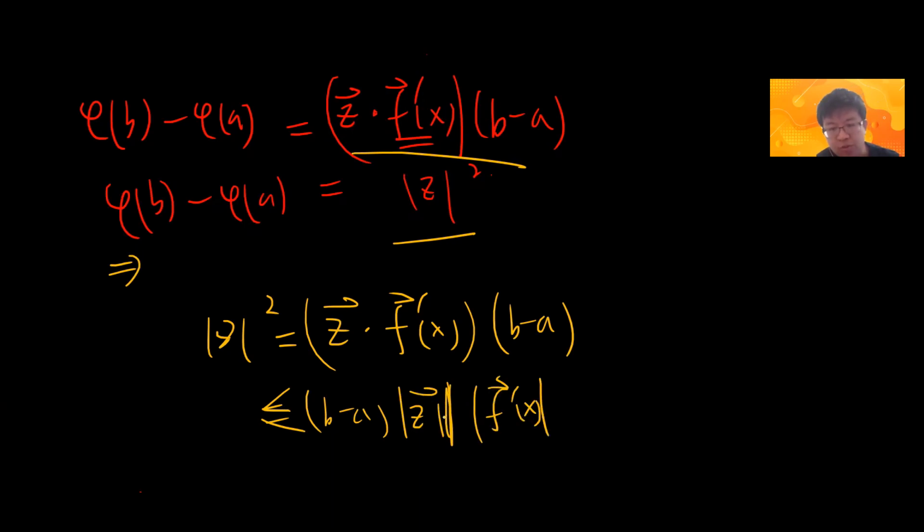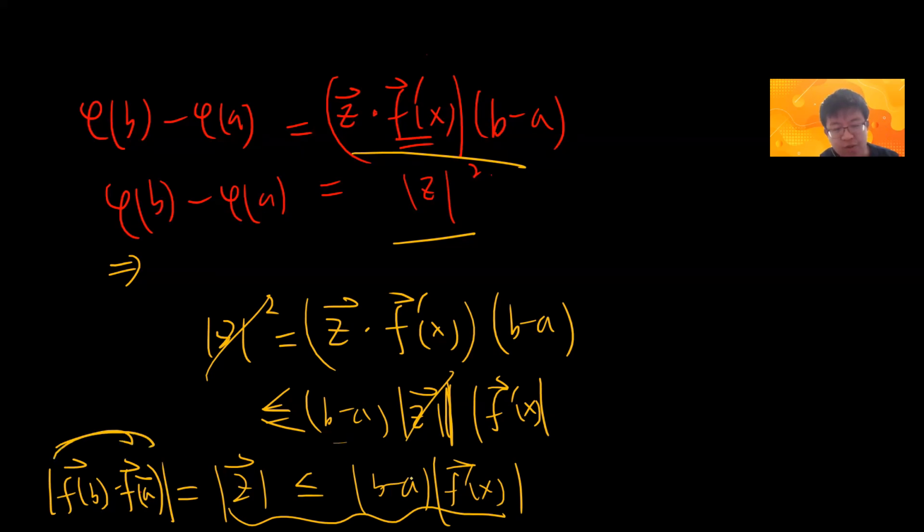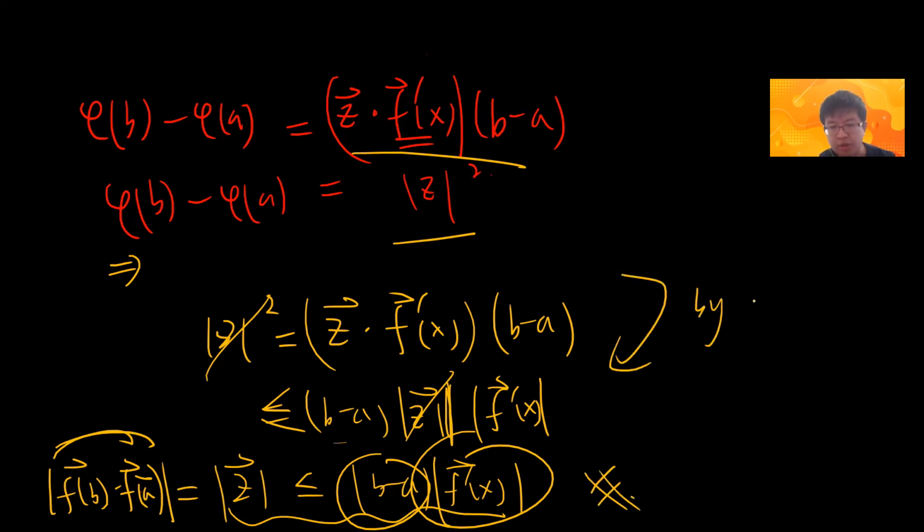By the way, if you don't know how to prove this Cauchy-Schwarz, you can go to my YouTube channel and type Cauchy-Schwarz. Okay, so times (b minus a). So we can cancel one z, and you get z is less or equal to (b minus a) times the absolute value of f prime of x. Now what is z? z is just f of b minus f of a. So the difference of the vector is less or equal to (b minus a) times, at some point, the length of that derivative. So this is what we just proved, just by Cauchy-Schwarz.